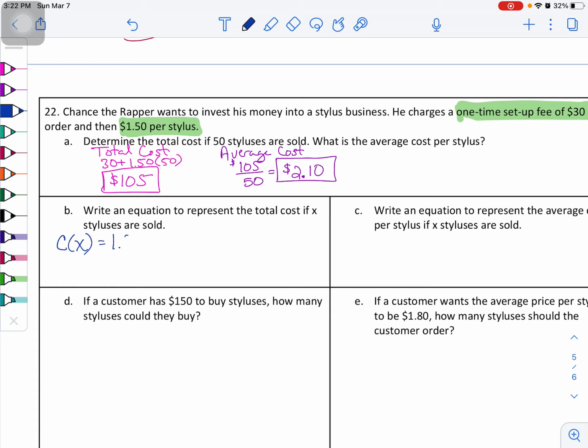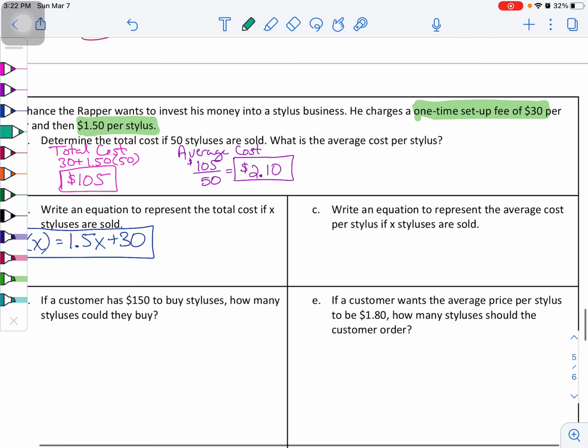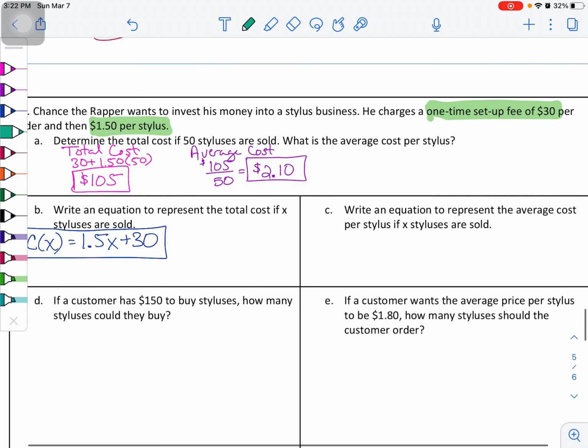Part B, write an equation to represent the total cost if x styluses are sold. So we're going to do cost per x, which is $1.50 times x. And yes, I'm going to lose the last zero in $1.50. It's not going to matter one way or another. Plus the $30 setup fee. So there's my total cost.